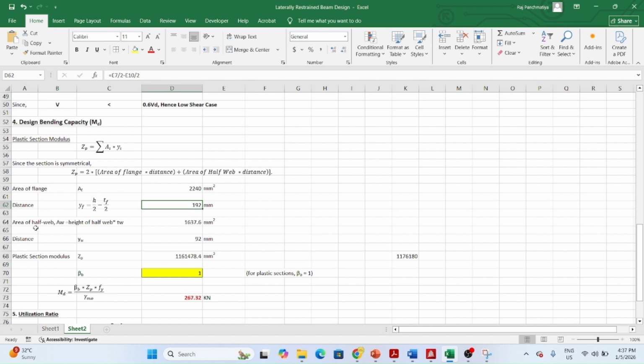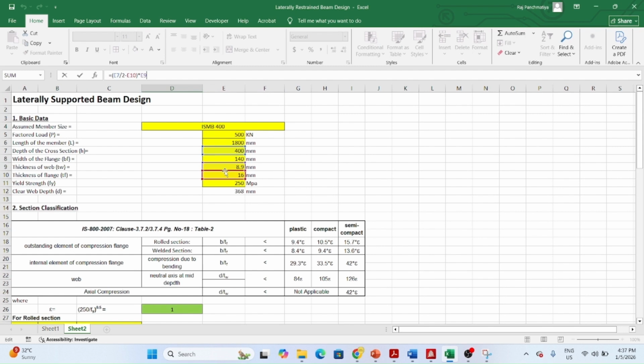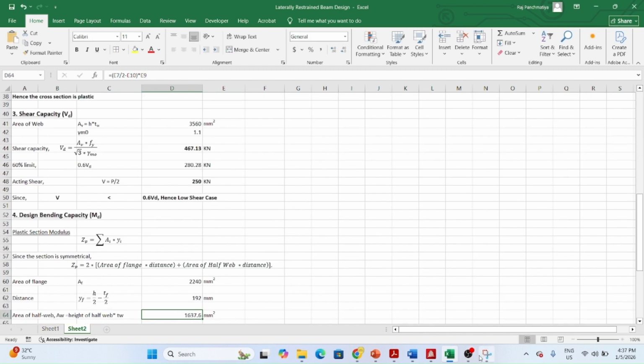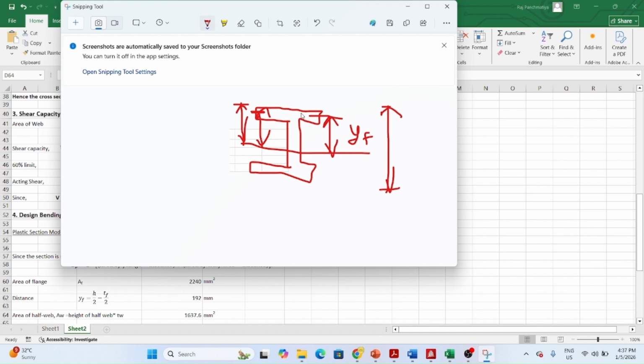Similarly, we need to also calculate the half of the web area. How do we calculate the half of the web area? That will be equal to 400 by 2, minus thickness of flange, into thickness of web. How did I get this? The total depth is 400, so 400 by 2 will be this much.